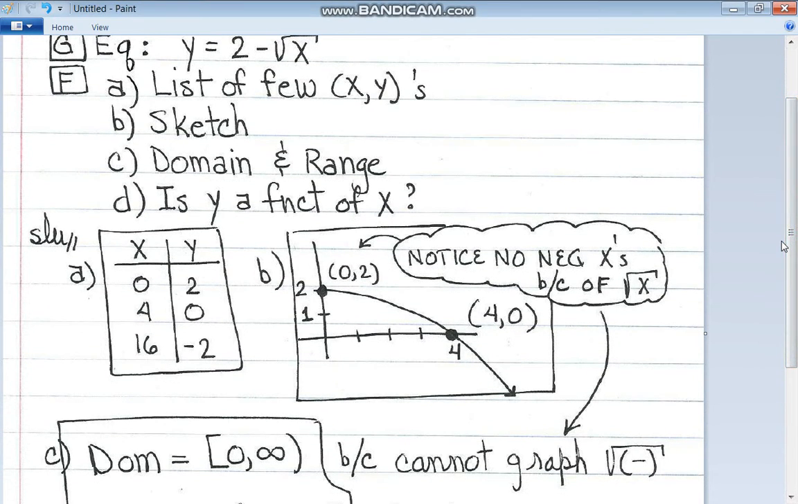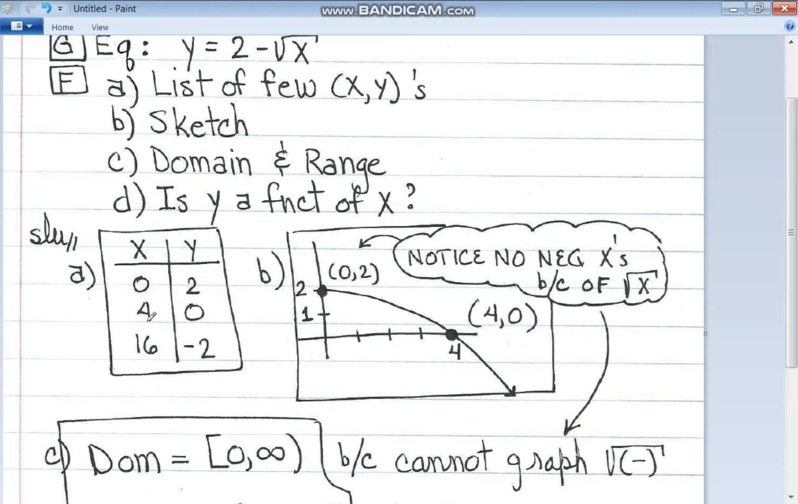Part A, well, we're going to make a table. We're going to just choose some values for x, plug them into the equation, and calculate what the y partner is. So let's start with x equals 0. Y partner is 2 minus the square root of 0, which is just 2. So when x is equal to 0, y is equal to 2.